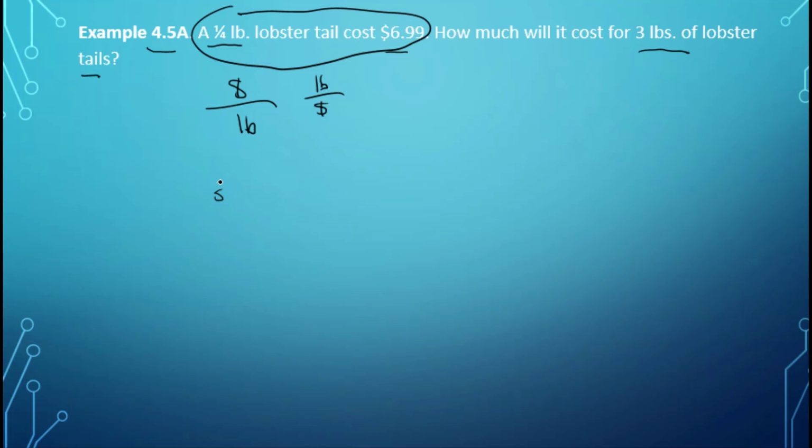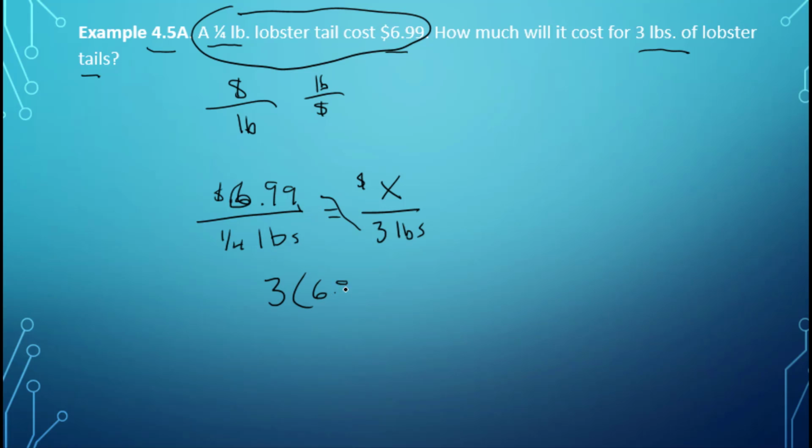So let's do dollars per pound. So I got $6.99 per 1/4 pound. And that's going to equal, I don't know how many dollars for 3 pounds. Right, so I'm going to use the fundamental technique because it's easier. So I just cross multiply. 3 times $6.99 equals 1/4 times X.